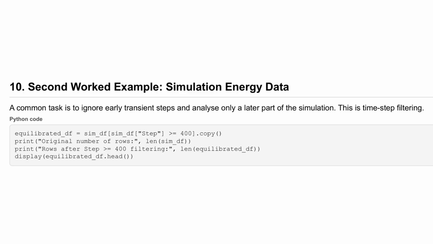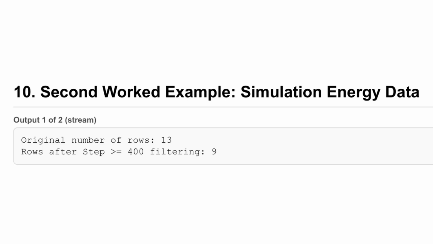Simulations often start with a transient phase before reaching equilibrium. We apply a time step filter to isolate the stable data, selecting only the rows where the simulation step is 400 or greater. The output shows we successfully filtered the data.